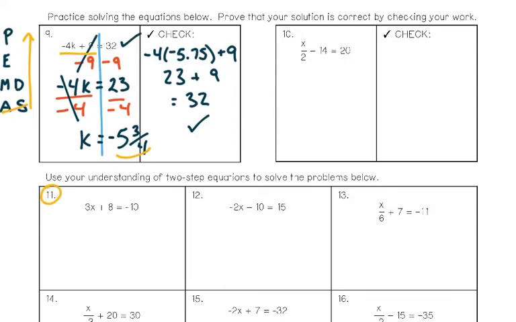Question 11 is a problem very similar to the one I just showed you, so let's go through this together. The first thing I want to do when I look at this equation is draw my line down that equals, because my equation must be balanced.